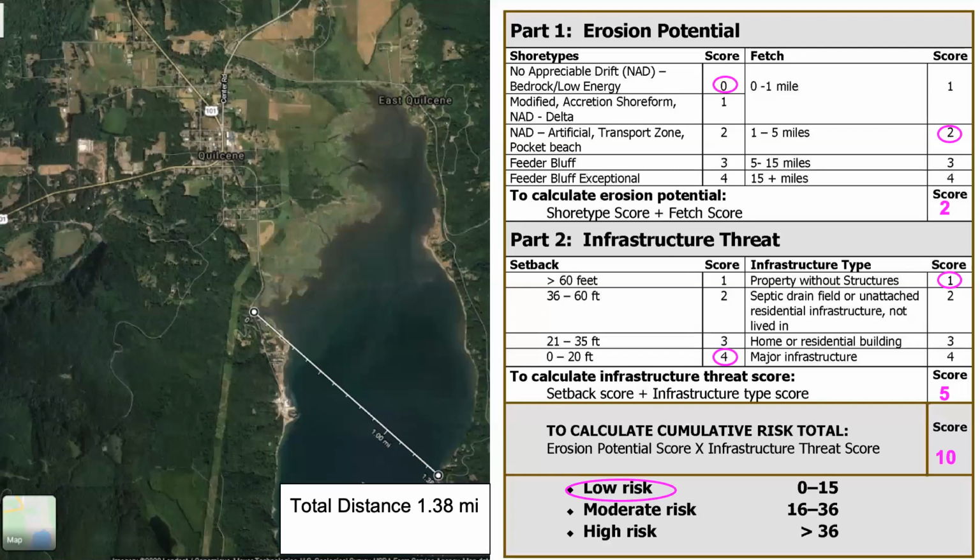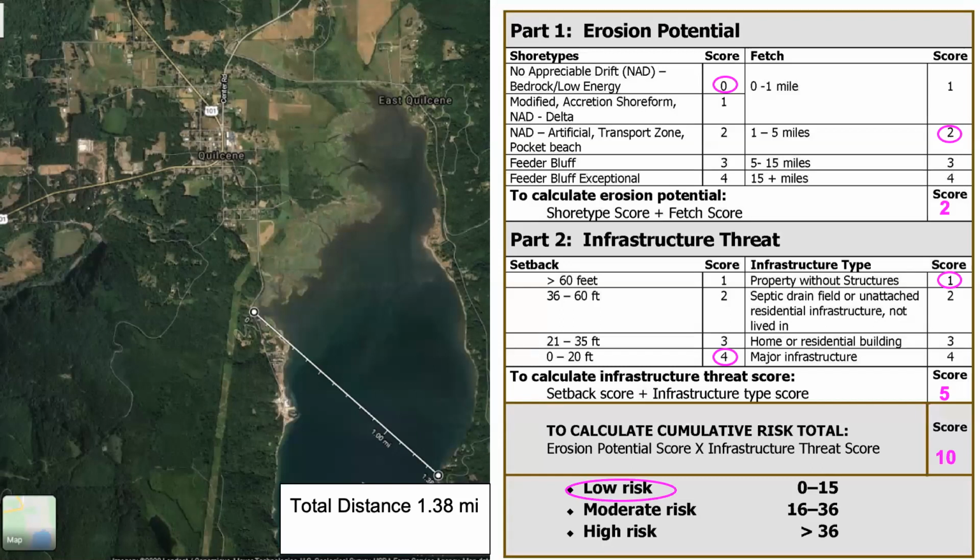Knowing our shore type score, we measure fetch. In this case, it happens to be just over a mile, and we get a 0 for shore type score because it's low energy, and we get a 2 for our fetch score. We add those together, and we get an erosion potential of 2.